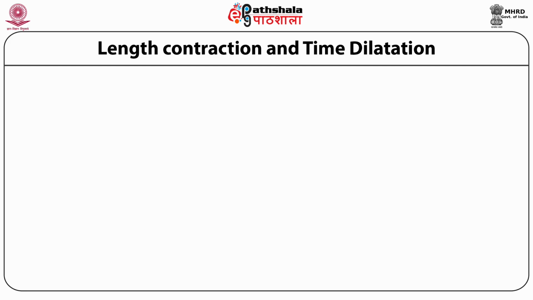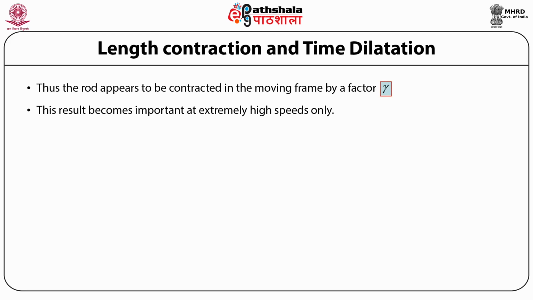Length contraction and time dilation. So, like we were discussing just now, the length of the rod appears to be contracted in the moving frame of reference, that is in the K frame of reference, by a factor gamma, where gamma is equal to 1 upon under root 1 minus v square by c square.